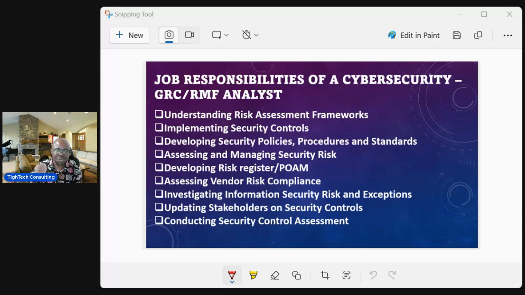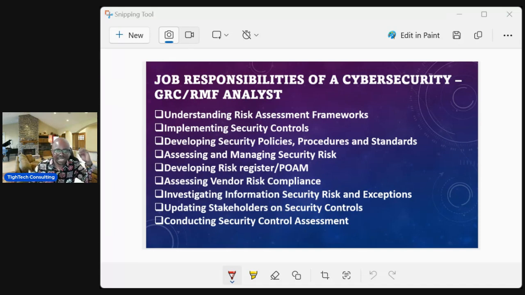Another job responsibility in the GRC space is assessing and managing security risk. I told you how risks are being assessed. Now, for risk to be assessed, you first of all have to understand the vulnerability. When you understand the vulnerability, then you want to also understand the threat. When you understand the threat, you want to determine the likelihood of the threat taking advantage of the vulnerability, and then what will be the impact if the threat takes advantage of the vulnerability. That will give you your risk.